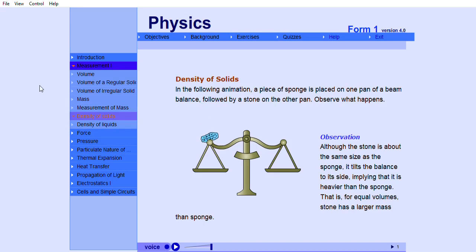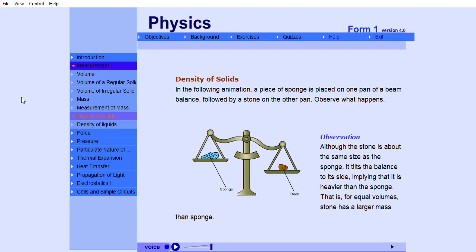Density. Observe what happens when a sponge is placed on the pan of a beam balance. What happens when a stone is placed on the other pan? Note that although the two objects have almost the same volume, the stone tilts the balance to its side, implying that it is heavier. That is, a stone is heavier than an equal volume of sponge.